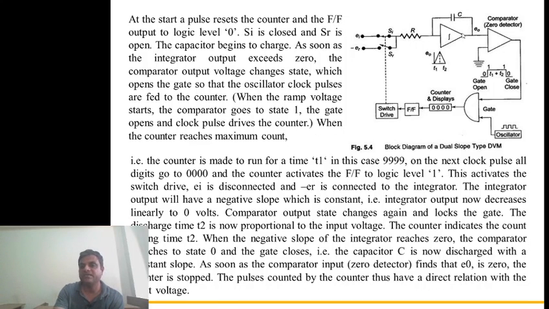Once it is charged, this comparator output changes state. Once the comparator output changes state, that is applied to this input, and then this value changes again. Once this value changes, this switch is opened and that particular switch is closed.